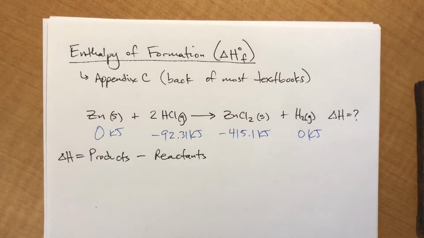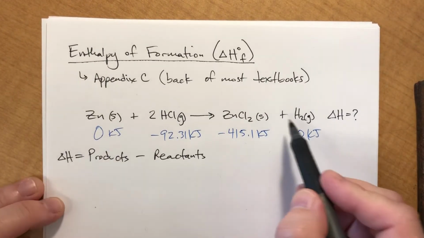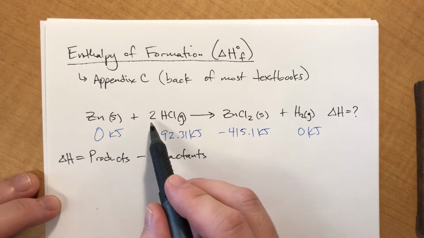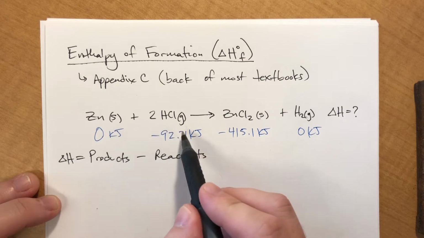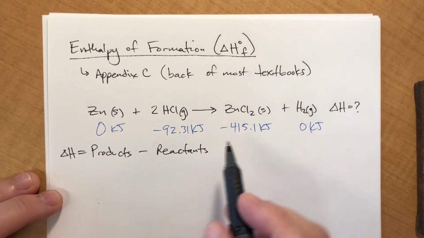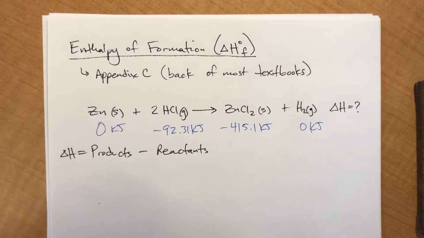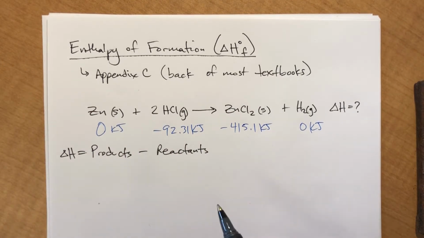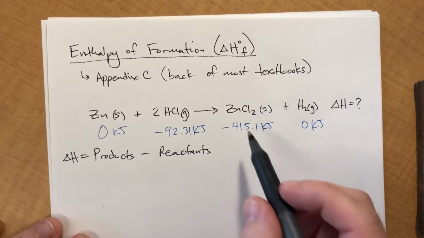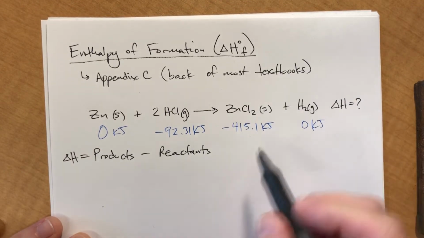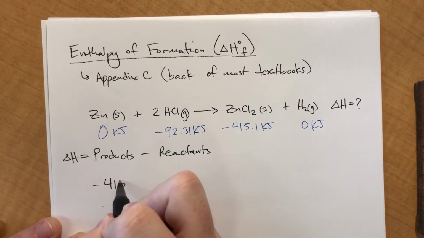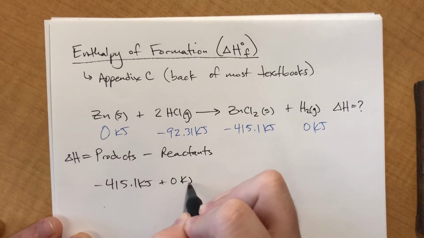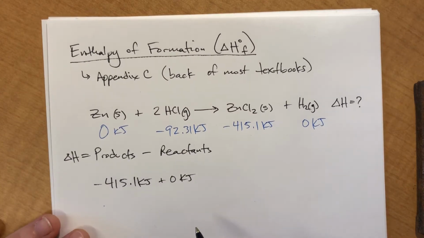Okay, so now what we're going to do is we're going to take the products minus the reactants. The coefficients in the front do matter, so when we get to this one, since there's a 2 in the front, we will need to double this. But literally we're just adding up the products minus all the reactants. And be careful with the negative signs because they can mess things up. So these are the products. So negative 415.1 kilojoules plus, well, 0 doesn't change anything, but I'm going to write it down just so you can see where the numbers are coming from.